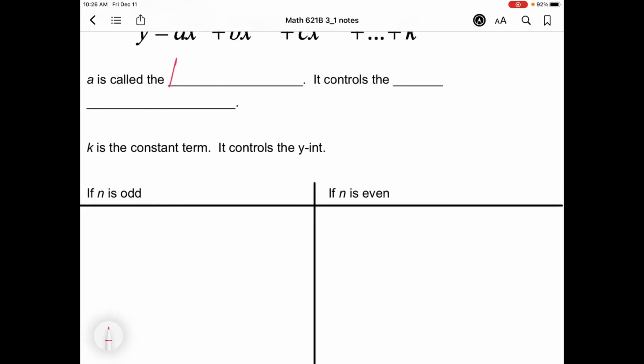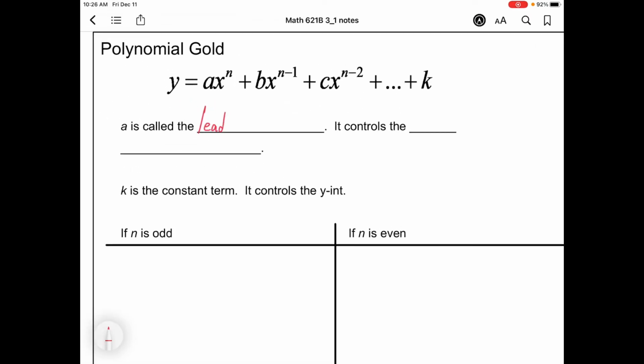As usual, we have excellent words for stuff in mathematics. The first coefficient that you see is the leading coefficient, and it is the most important coefficient. It determines what the function does in the end. So it controls the end behavior of the function, and that means the far left and far right behavior. K is the constant term. It's always just going to give us our Y-intercept.